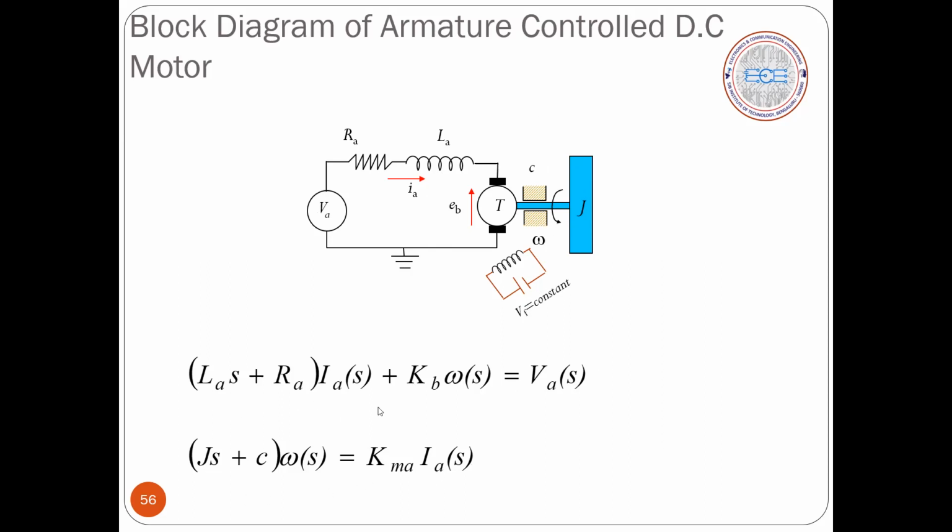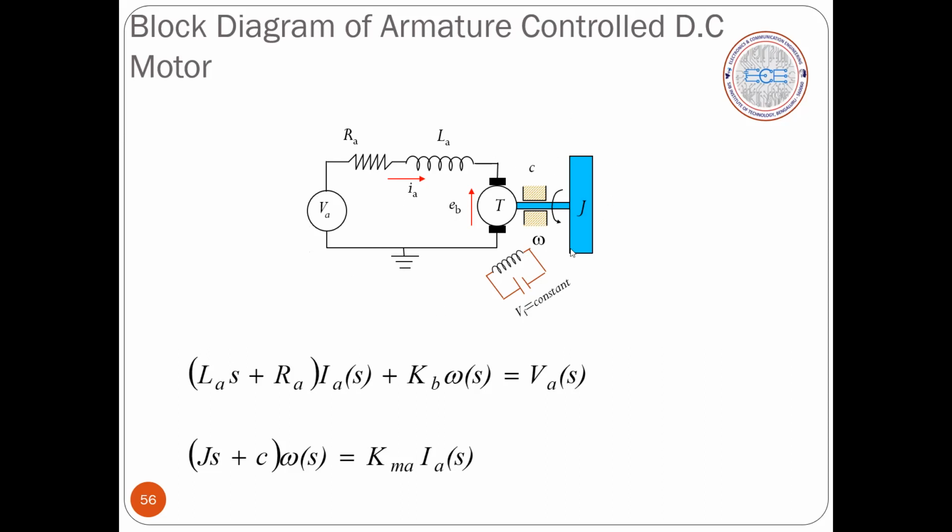The voltage VA is what we will be applying, and we will be controlling the motor. So this is the equation we can write here. We have inductance LA, the armature control circuit inductance, and this is the resistance RA. The subscript A says that we are connected to the armature.